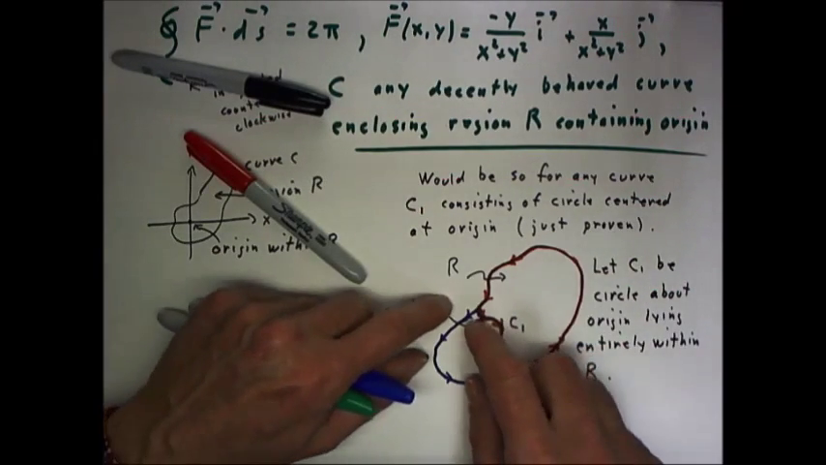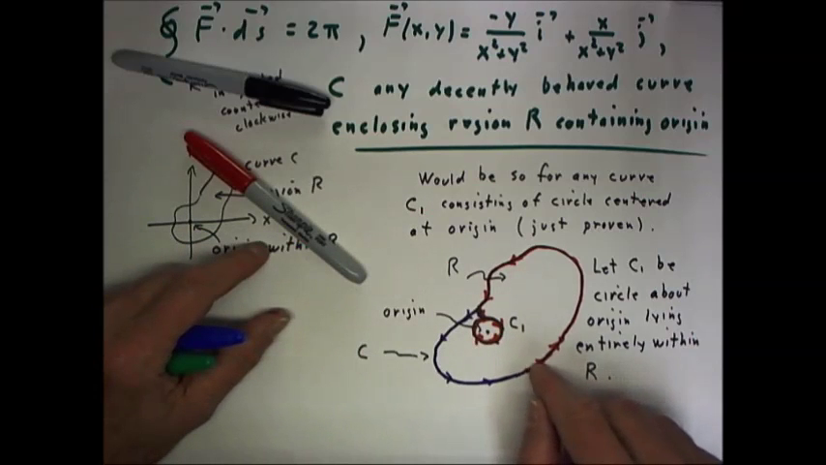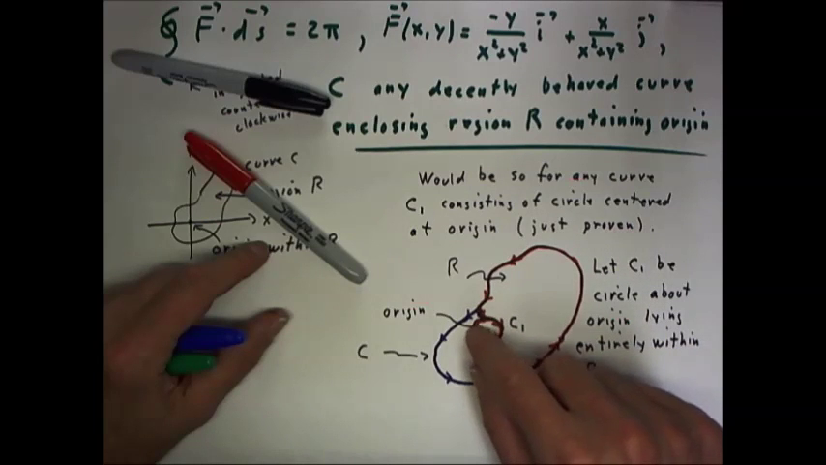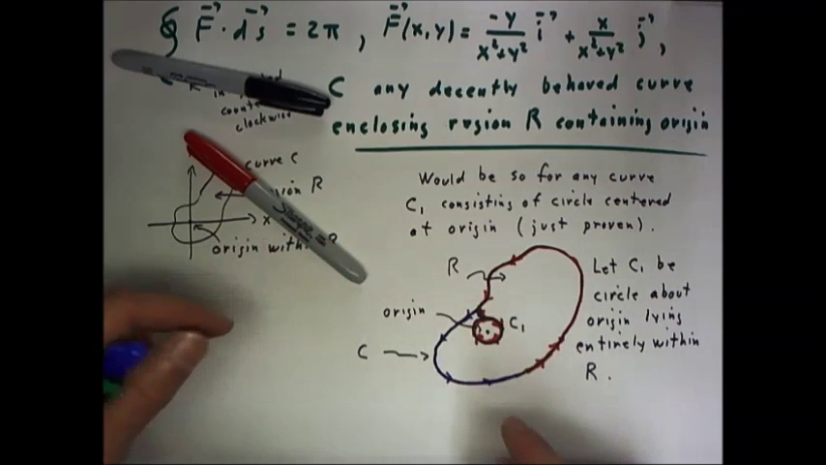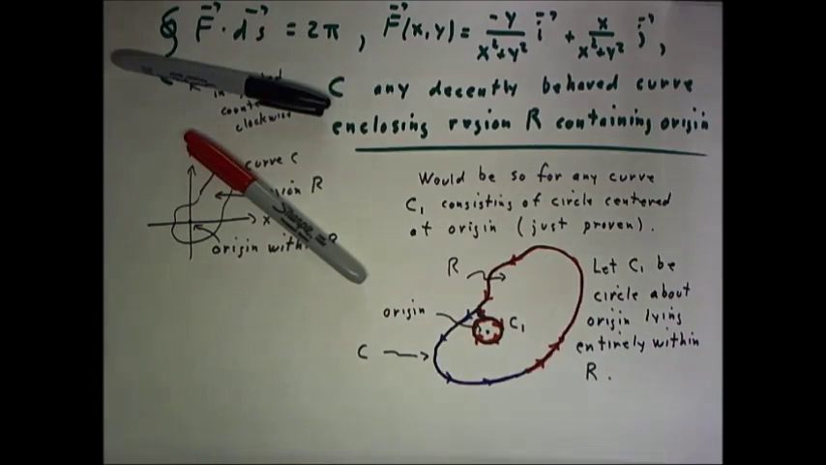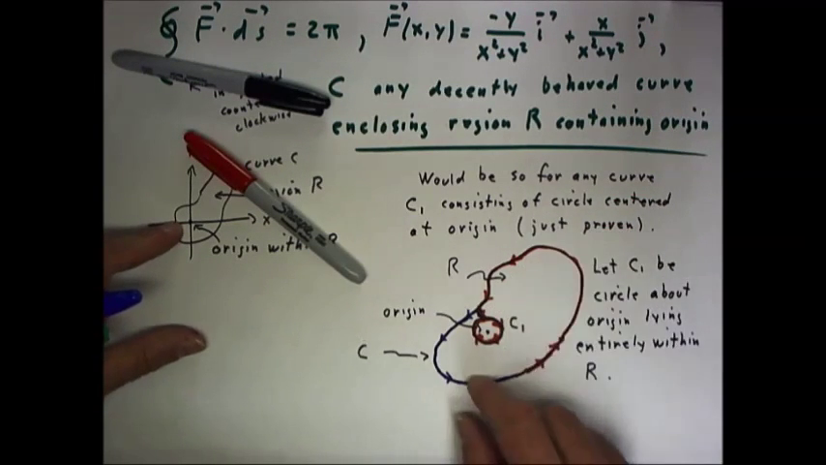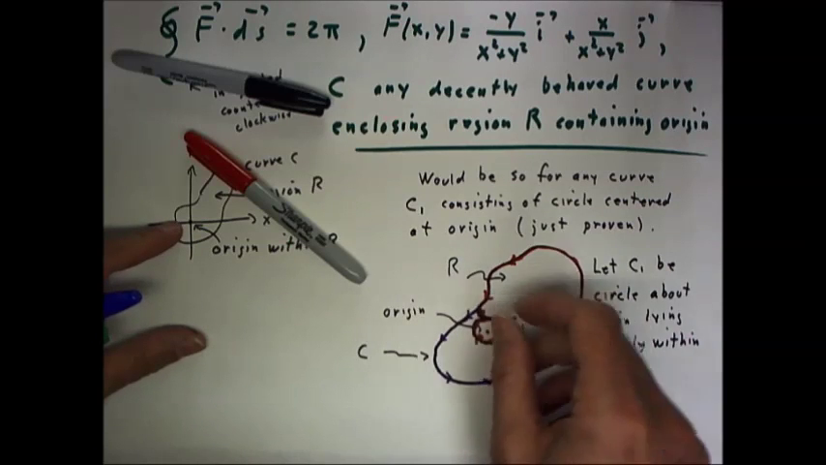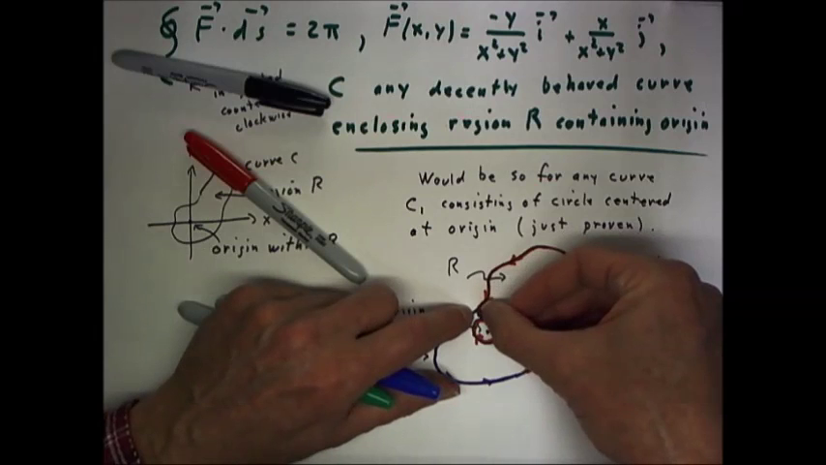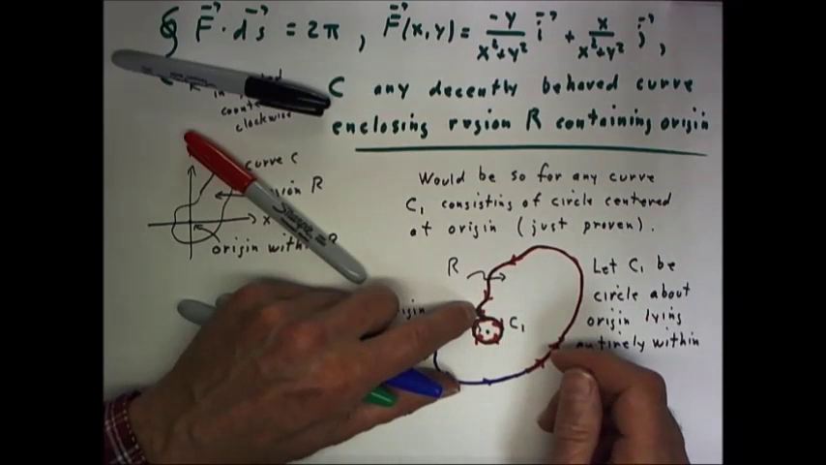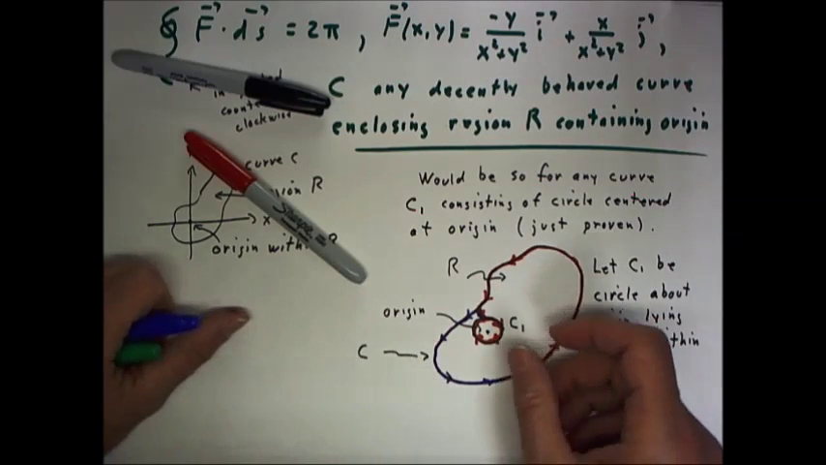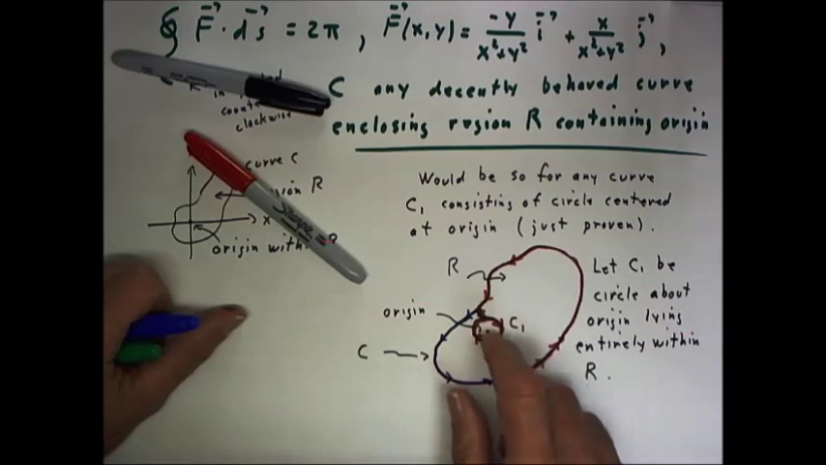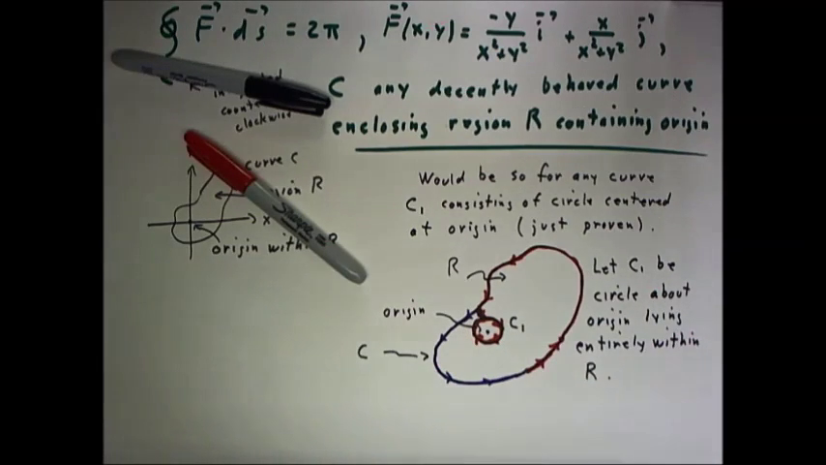So our path consists of a path all the way around C and a path all the way around C1 in the opposite direction. Now, I should really say almost all the way around C, because we do have a little gap here where we split off and then came back to not quite the same place, but very, very close. And a little gap around C1 where we split off and did the same thing.